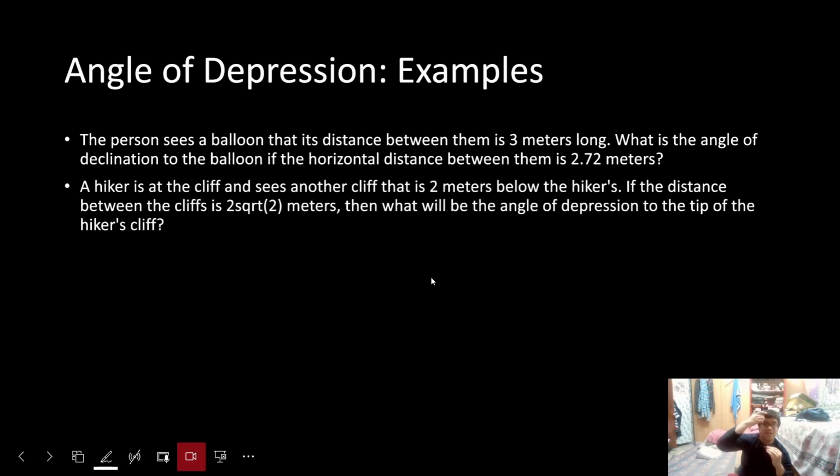A hiker is at a cliff and sees another cliff that is 2 meters below the hiker. If the distance between the cliffs is 2 square root of 2 meters, then what will be the angle of depression to the tip of the hiker's cliff? By the way, let me be specific here. The distance between the tips of the cliffs, basically their edges. Correction, tip of the cliffs, all right?